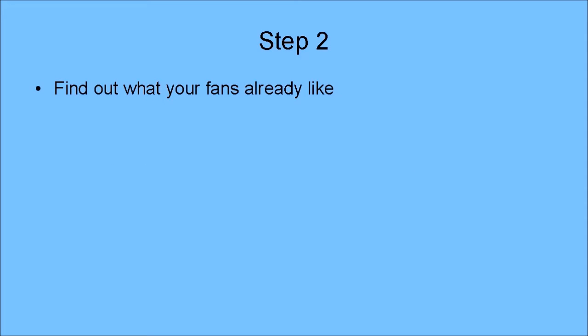Okay, step 2 is to find out what your fans already like. And a good way to do that is to look at what's already being shared. If people like your content, they're going to share it with others, other people with similar interests, and so on. So if your content is already being shared, it's a good bet that this is stuff people like. Create more of it. Another way to find out what people like is to ask them. I know that sounds simple, but it's the easiest way.